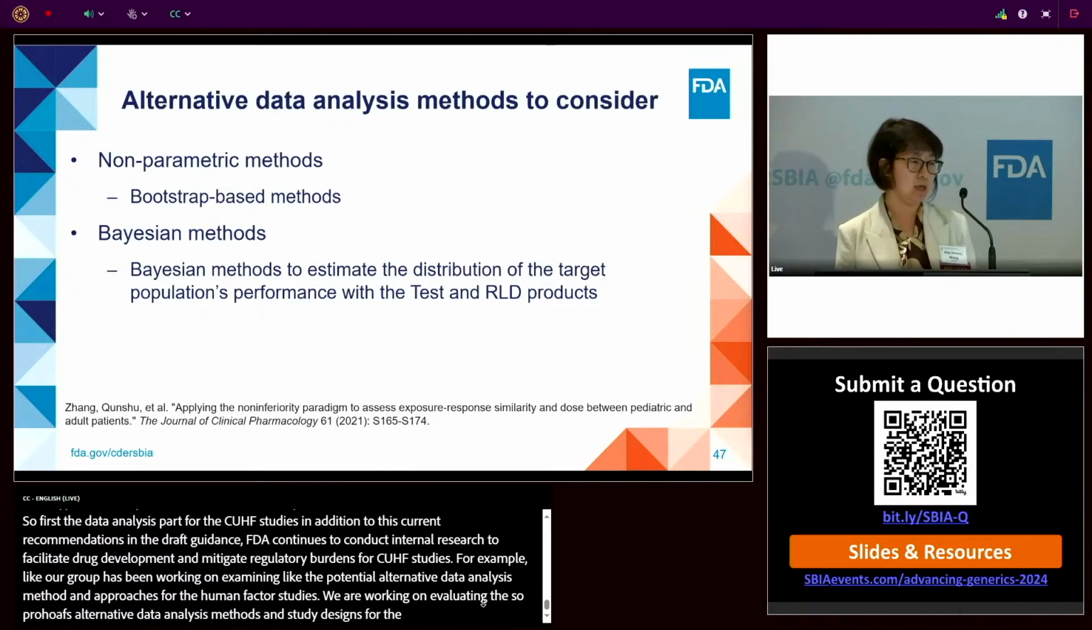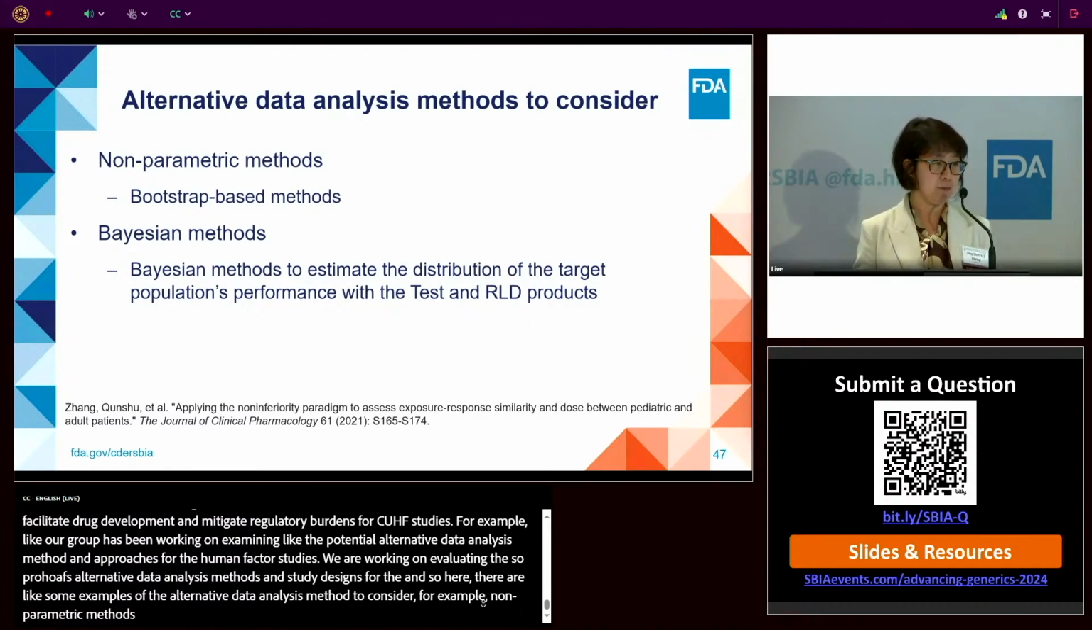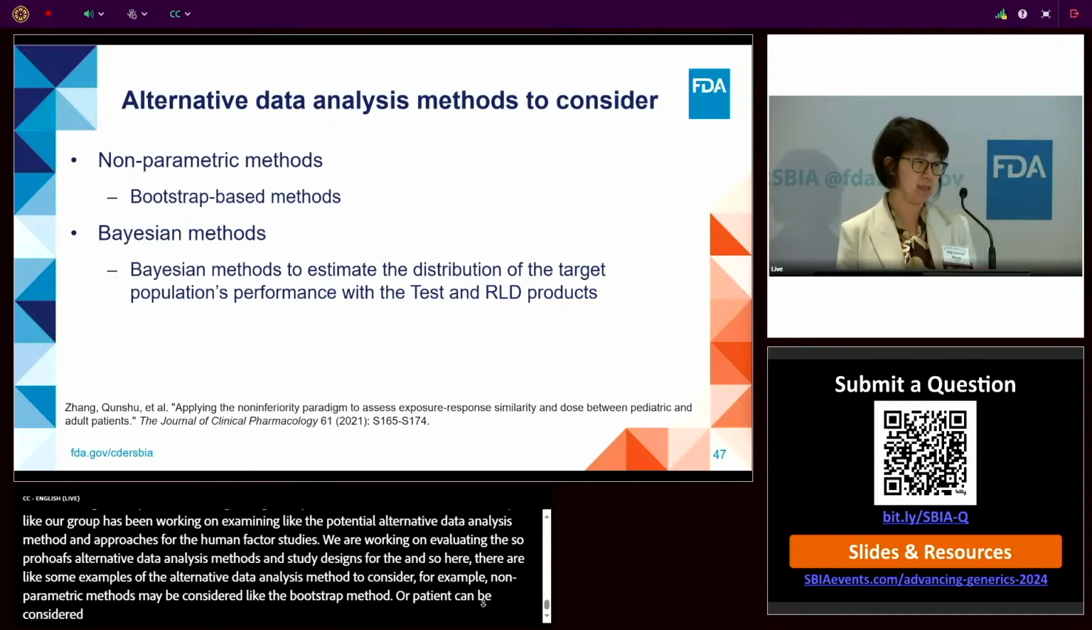Here are some examples of alternative data analysis methods to consider. For example, non-parametric methods may be considered, like the bootstrap-based methods, or Bayesian methods can also be considered to estimate the distribution of the target population's performance with the test and the RLD products.